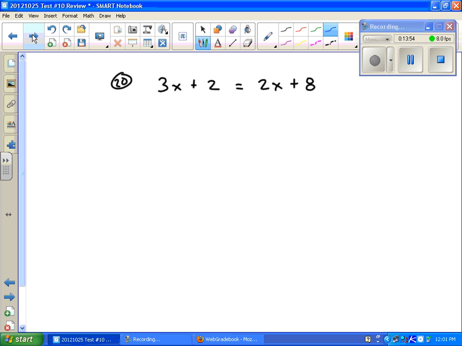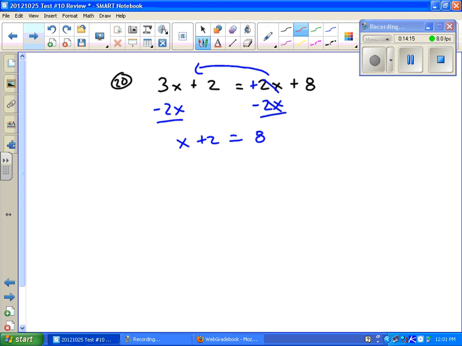And then number 20 says 3x plus 2 equals 2x minus 8. You want to bring all of your x's to the same side. That's a positive 2x, so subtract 2x. Do the same thing to this side. 3x minus 2x is 1x plus 2 equals, these will cancel, negative 8.